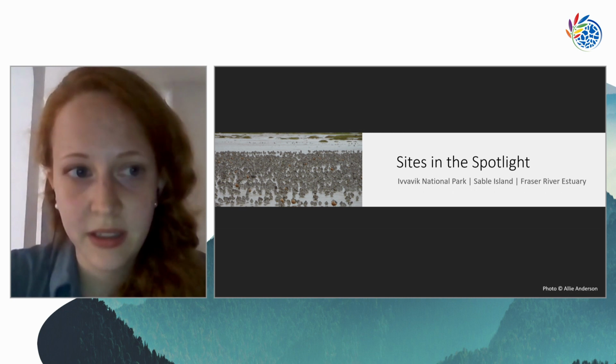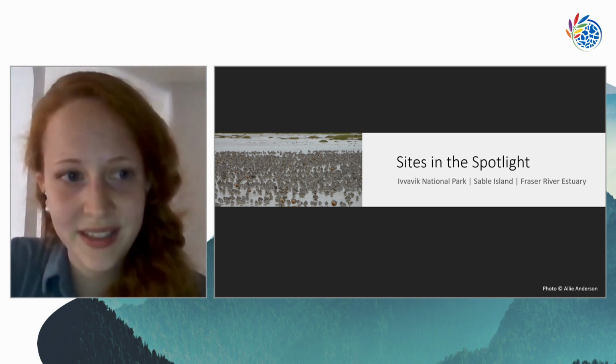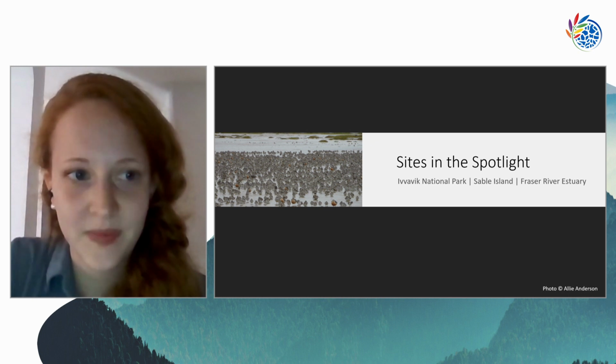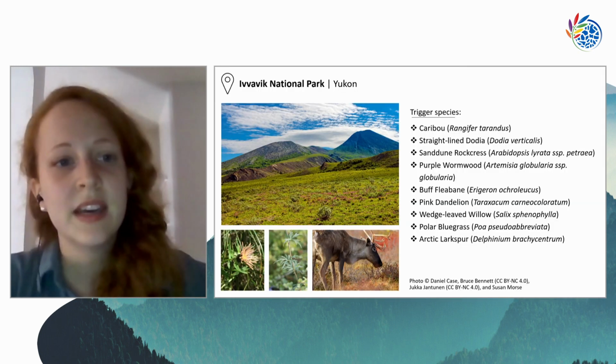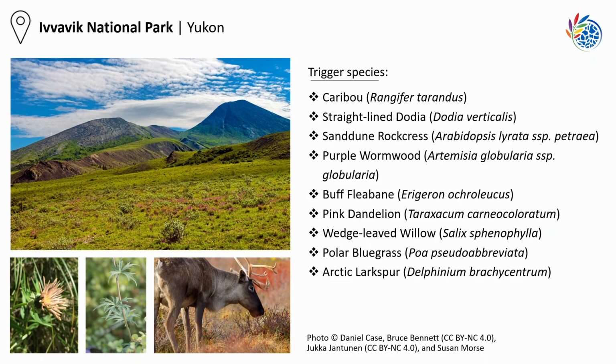Next, please. And to wrap up, I just thought we'd travel to a few of these sites, just to hopefully get you excited about Canadian biodiversity and get you a sense of what they look like. Next, please. This is Ivavik National Park in Yukon, so the northwestern corner of Canada. And we're proposing it as a KBA for a range of species, including caribou, several plant species, and the straight-line dogea, which is a moth.